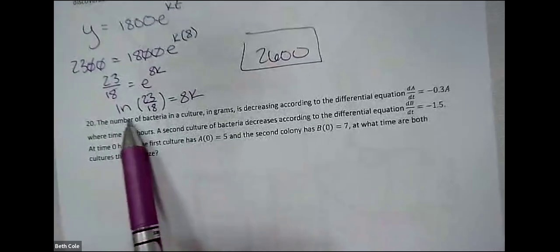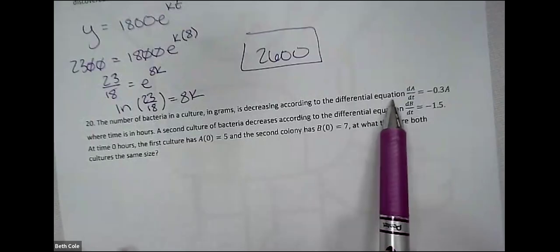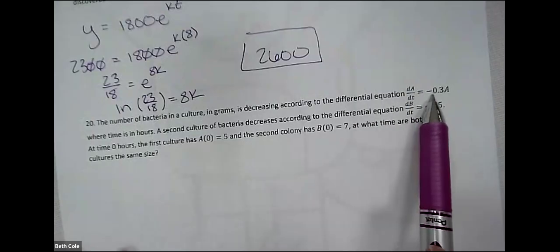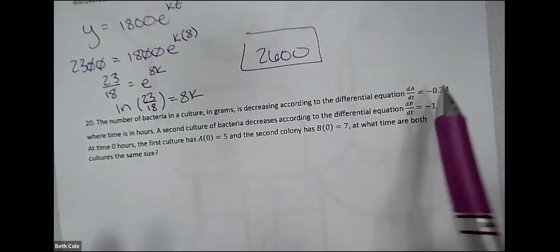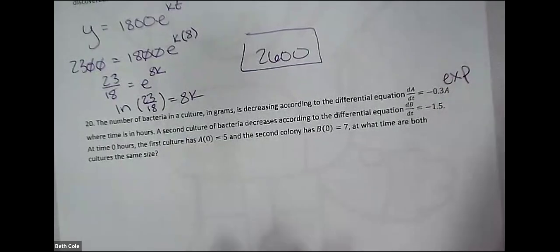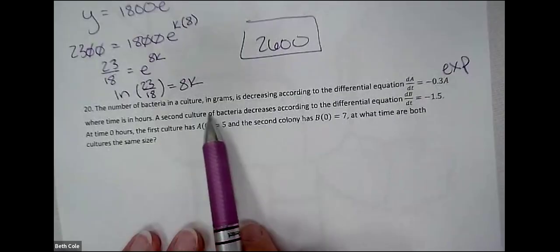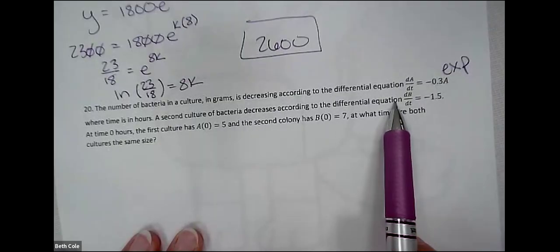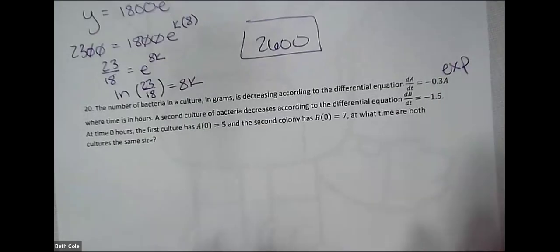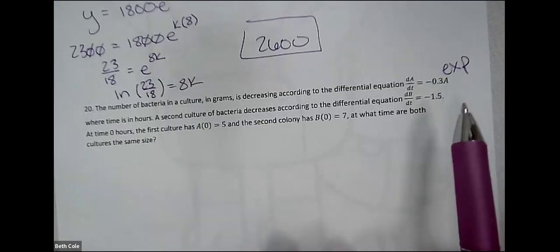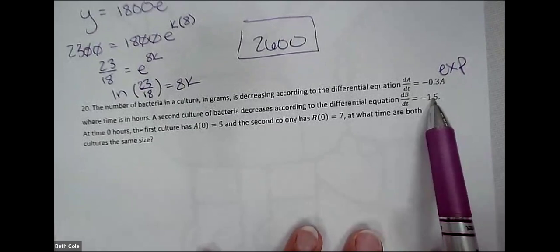All right, last one. The number of bacteria in a culture in grams is decreasing according to this differential equation. You want to notice this is k times y. This one is exponential. And then there's another culture. I actually really like this question because it's compare and contrast. Another culture decreases according to this differential equation. This one's not exponential.